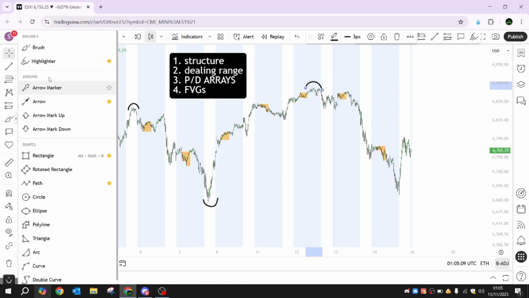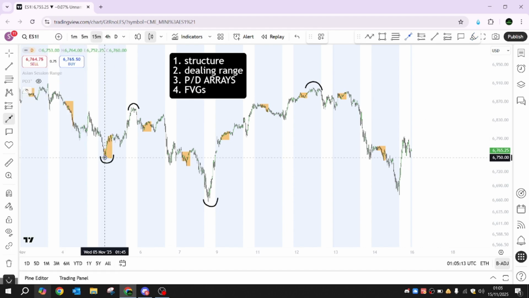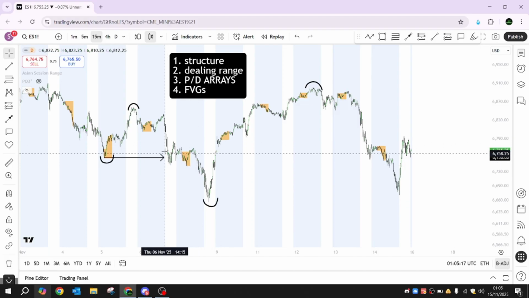I get questions about this, so I'm going to quickly break this down. How do I look at 15-minute structure? For me, this is a breakdown here. Now, for me, this is a range. This is a consolidation, a range, sideways price action.